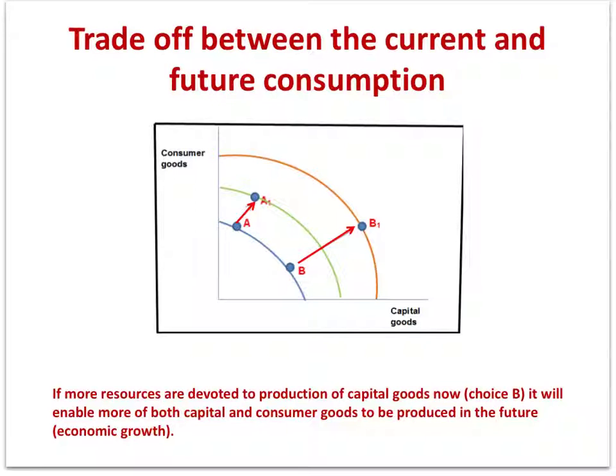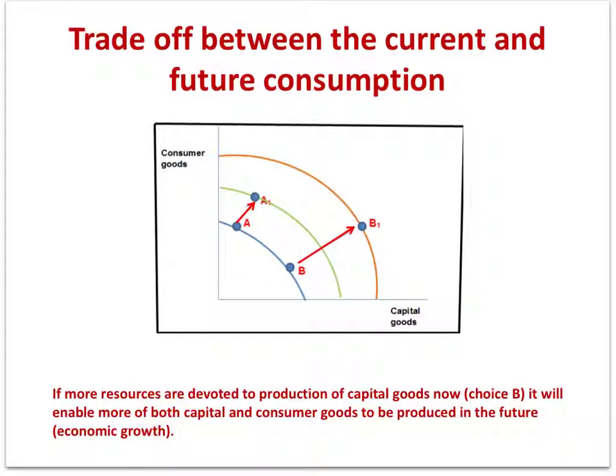A shift of the PPC for the whole economy shows the economic growth and could also be used to show the trade-off between the current and future consumption. Each economy has to make choice between devoting more of its resources to production of consumer goods or using more resources for production of capital goods.